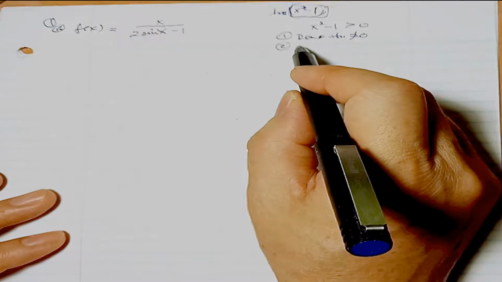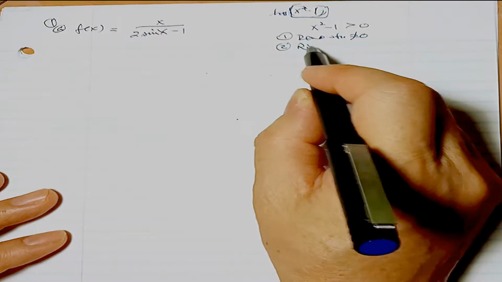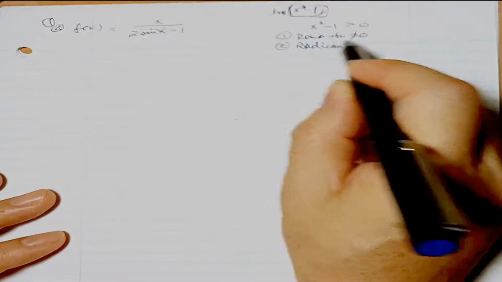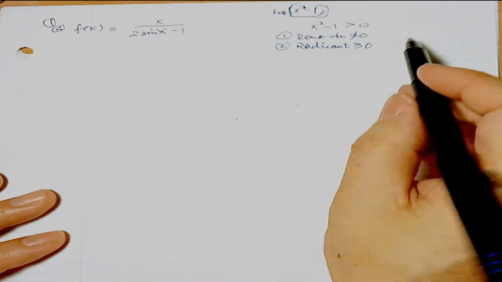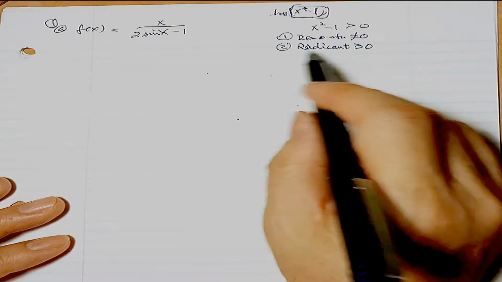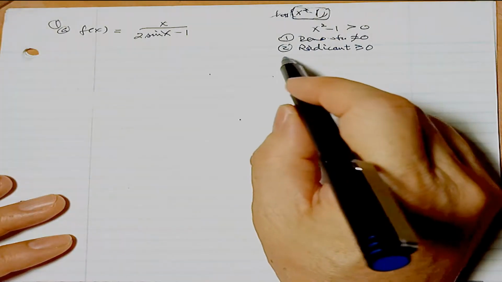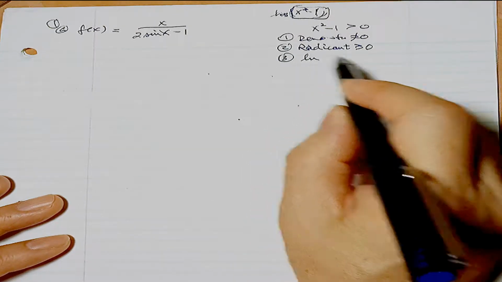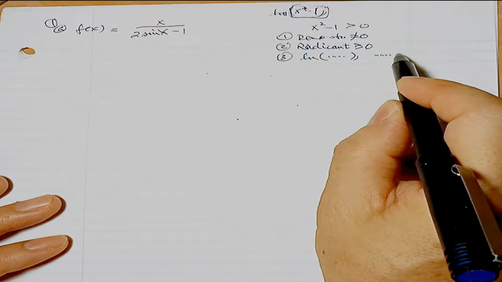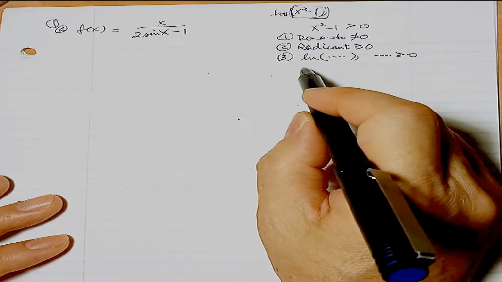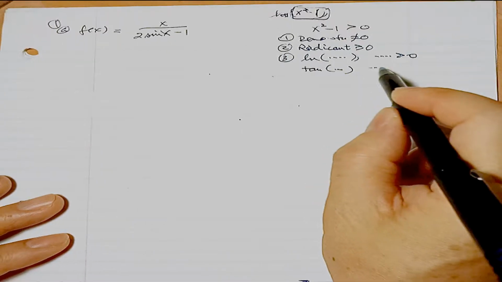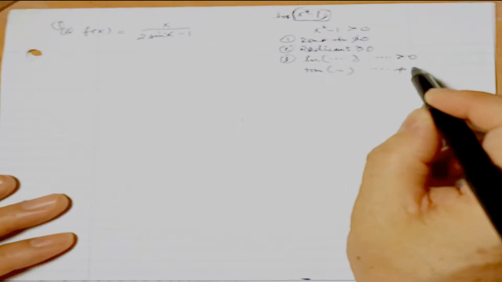Second, anything inside the square roots, the so-called radicands, has to be greater than or equal to 0, and that would be part of the domain. And the third part is functions involving log, where the argument has to be greater than 0. Similarly with tangent, which cannot take pi by 2 or negative pi by 2, so you need to exclude that.